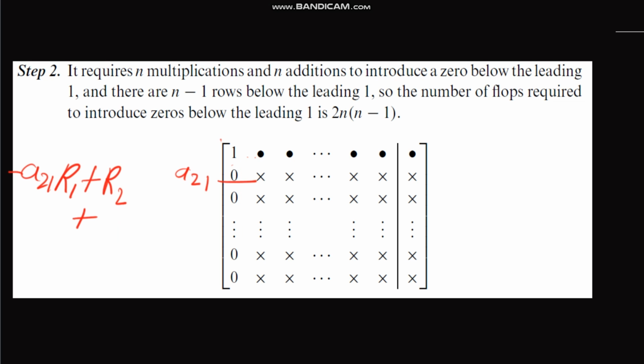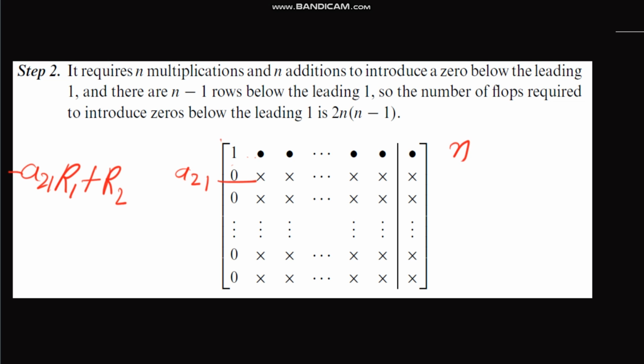Now how many columns are there? There are n columns. So we have to multiply this minus a21 with this entry, and also with this entry, and this entry, and this entry. After multiplying, how many multiplications did we use here? We use n multiplications, with these n elements.